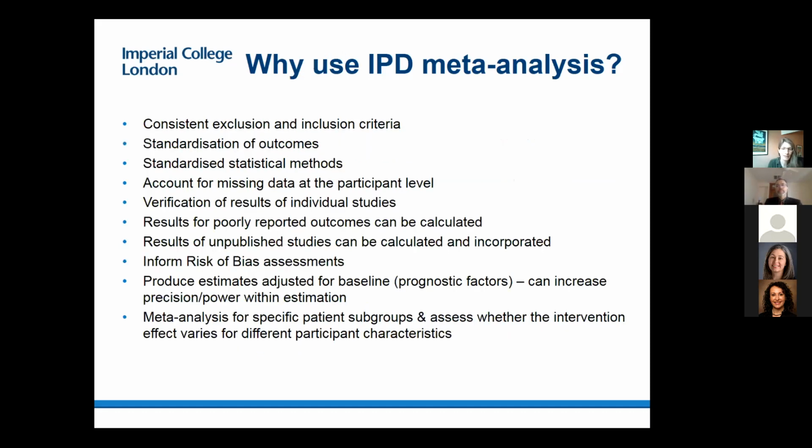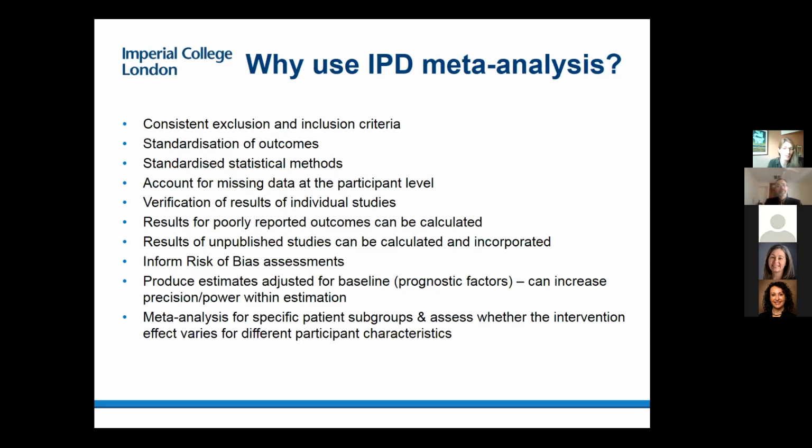Now, IPD meta-analysis is now considered the gold standard approach. And this is because of numerous reasons, including firstly, the ability to apply consistent exclusion and inclusion criteria for participants across studies in the analysis. You can use standardized outcomes and standardized methods across trials, and you have the ability to account for missing data in a consistent way at the participant level and verify results of included studies. IPD can also inform risk of bias assessments, and the results of unpublished studies can be calculated and included.